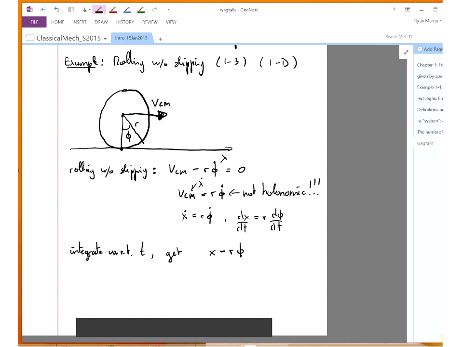But remember, the constraint equation for rolling without slipping is that the velocity of the point of contact is 0. So that's not a holonomic constraint. However, in this particular case, we could integrate it and get a holonomic constraint. This is an equation that relates the coordinates to each other, so it allows us to take one coordinate and replace it with the other. So this is holonomic.